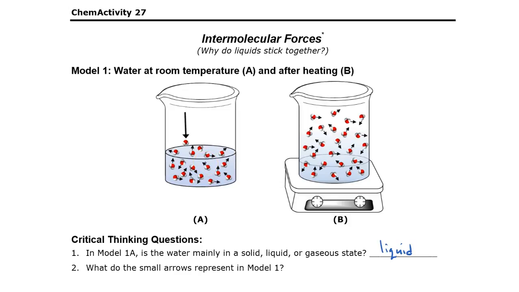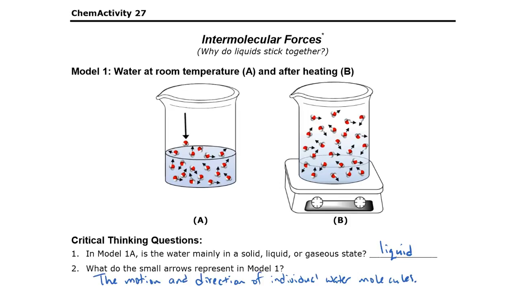Number 2, what do the small arrows represent in Model 1? So you see all these small arrows, and the question is, what do you suppose those represent? Pause the video and write your answer now. Okay, do you agree with me? I suggest that those arrows indicate the direction of motion. I wrote the motion and direction of individual water molecules. So they're moving constantly in different directions.